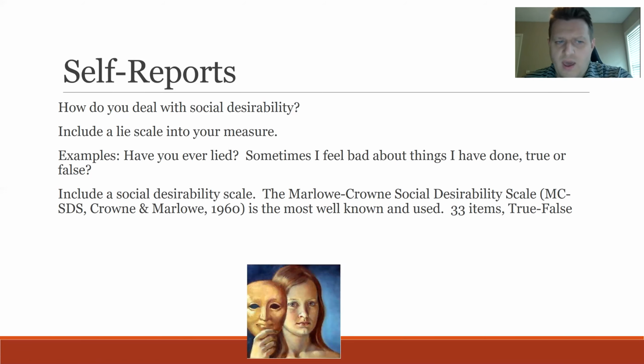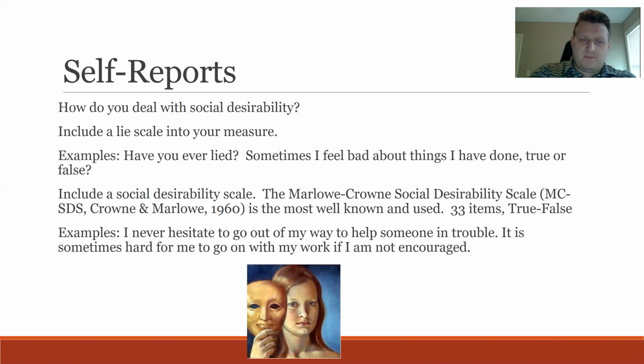Another thing that we can do is include a social desirability scale. A good example of this is the Marlowe-Crowne social desirability scale. This one is used quite frequently in personality research and in social psychology research. It's a 33-item true-false questionnaire. So some questions that might be included in here: I never hesitate to go out of my way to help someone in trouble. Everybody hesitates in some way to help someone in trouble at some point in time. Never is a strong word here. So if you endorse this, you're probably lying. You're probably high on social desirability. You're probably trying to make yourself out to be better than what you really are.